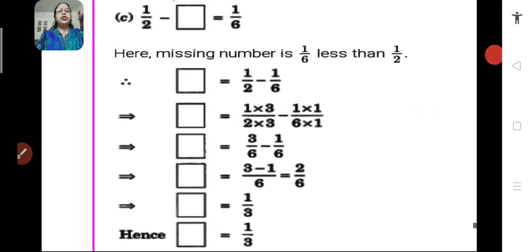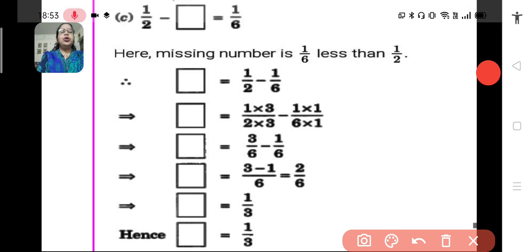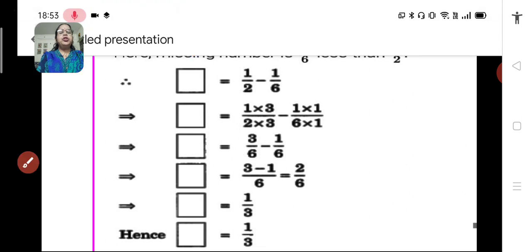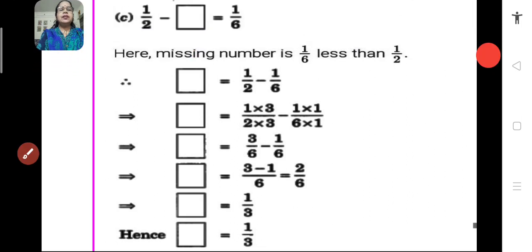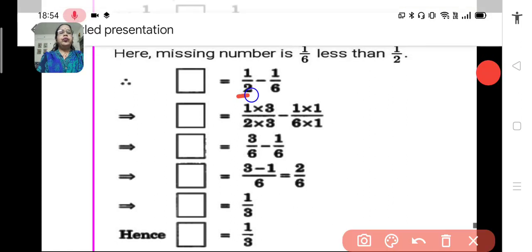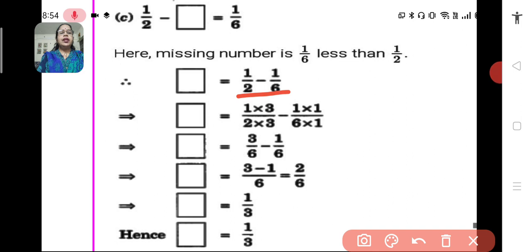Next is 1 upon 2 minus dash is equal to 1 upon 6. So what has to be subtracted from 1 upon 2 so that we get 1 upon 6? So the missing number is 1 upon 6 less than 1 upon 2, isn't it? So what do we do? We subtract 1 upon 6 from 1 upon 2 to get the missing fraction. So here we have 2 and 6, we find the LCM, it is 6.